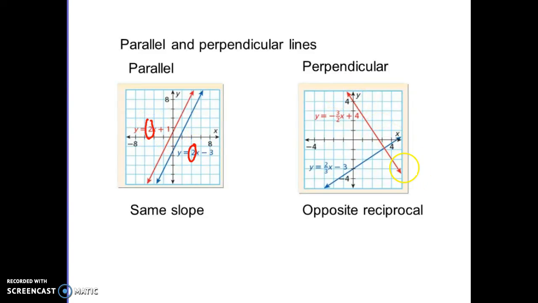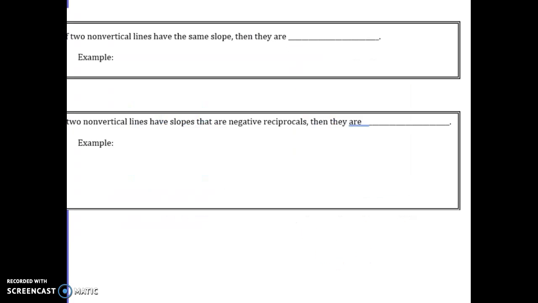Here's an example of perpendicular. Here it's negative 3x plus 4, and this one is 2/3 x minus 3. They meet at 90 degrees. And if you look at the slopes, we've got negative 3/2, and then we have positive 2/3. So it's actually the opposite reciprocal.